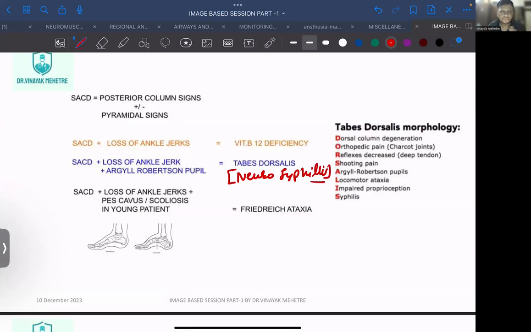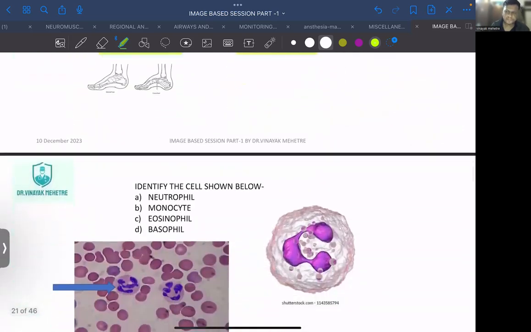Neurosyphilis. Vitamin B12 deficiency features plus pes cavus or scoliosis: the answer is changed. The answer will be Friedreich ataxia. Questions come like this, that's why so many people get stuck in the 140s to 150s. You have to remember this and actually practice it. This is how we should differentiate everything from everything, otherwise you will keep reading notes and nothing will come.